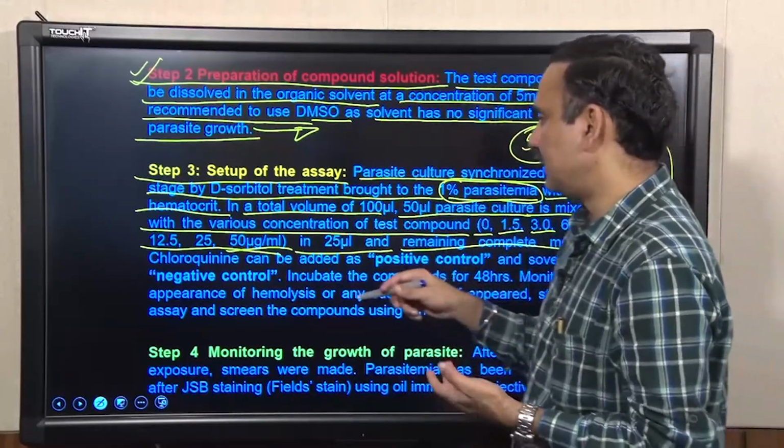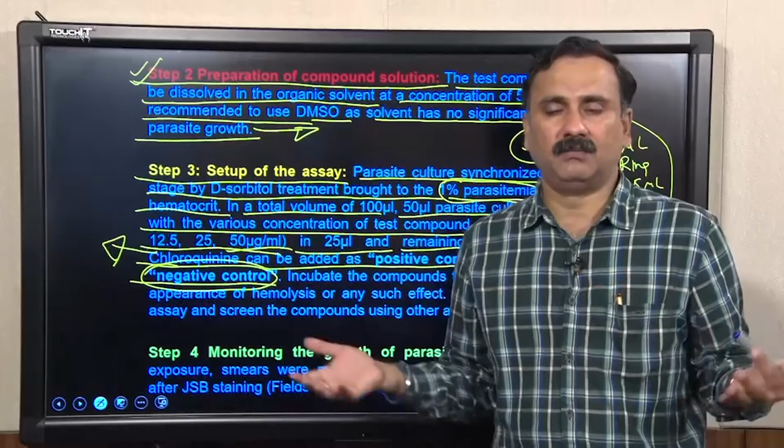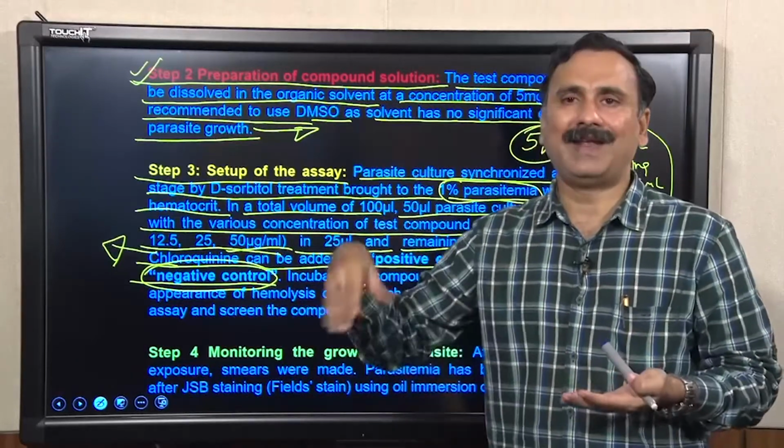Since you are doing all these experiments, you have to add chloroquine, which is an anti-malarial compound, as a positive control, and you can add the solvent as a negative control. The negative control is whatever solvent you are using; if it is an aqueous solvent like PBS or buffer, then you can add the buffer.